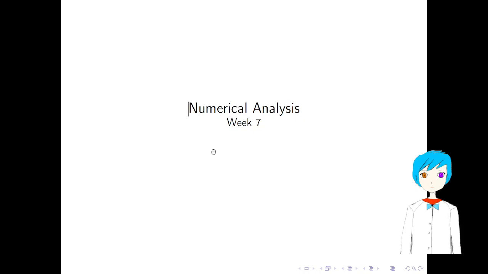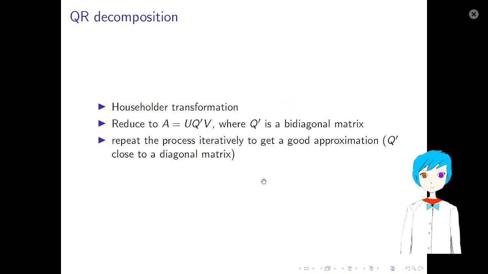Today we're going to do a review of what we have learned in our week 7 class of numerical analysis. So first we discuss how to carry out the QR decomposition numerically. This is dependent on repeatedly carrying out the Householder transformation. To be more specific, first we reduce the given matrix A to U Q' V, where U and V are orthogonal matrices, and Q' is a bidiagonal matrix. Then we repeat this process iteratively to get a good approximation. That is to say, we stop when Q' is close to a diagonal matrix.